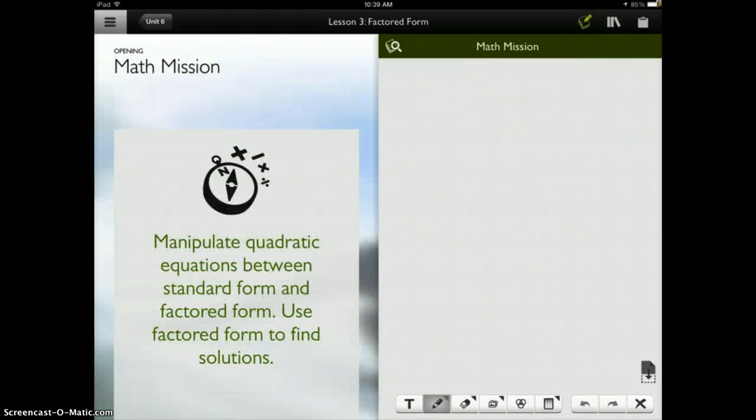Okay, so for slide 2, it gives us our math mission, and our math mission is basically our goal. What do we want to accomplish today? It says manipulate quadratic equation between standard form and factored form. Use factored form to find solutions. Okay, so on the side, let's define some of these words because I want to make sure that we all know what they mean. Manipulate.